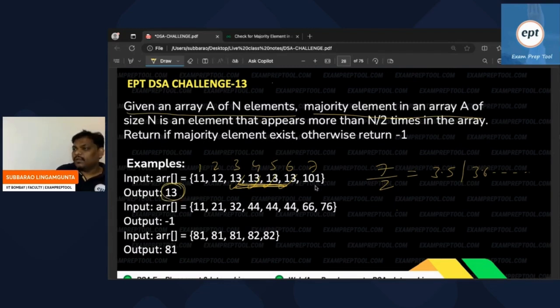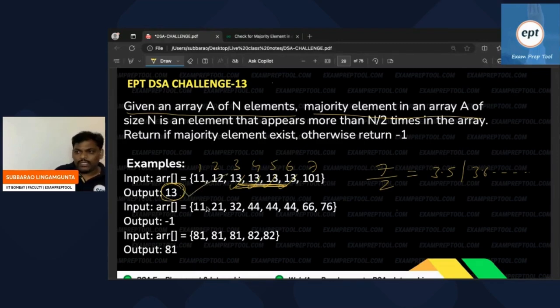What is the majority element definition? In the given array, an element is said to be a majority element if that element appears more than half. Half is 3.5, so more than 3.5. Because of the number of elements, more than 3.5 is, I think, 4, or 5 and so on. I took 4. So one person is repeating 4 or more than 4 times. I think the majority element exists, that is 13.